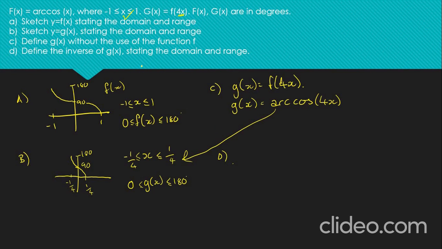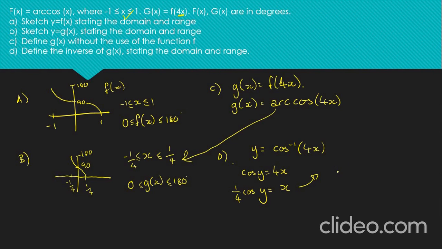Next, define the inverse of g of x. So the inverse of this. All right, finding the inverse, we're going to have y equals cos to the -1 of 4x. Remember, whenever you find the inverse of a function, change the function to a y, and change the subject to get your form. So I'm going to do that. I'm going to get cos y equals 4x, so 1/4 cos y is equal to x. There's my form.